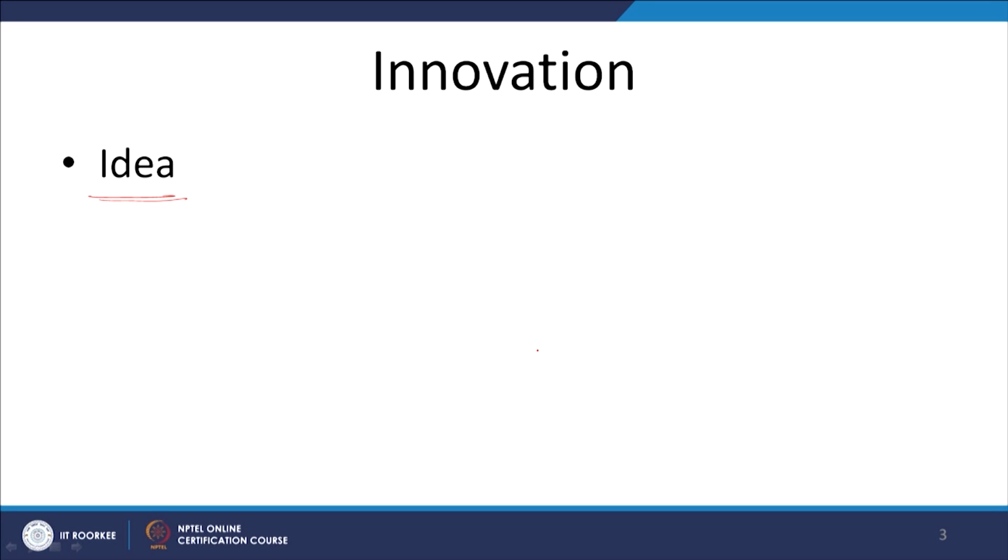How the ideas will come, that we will come to discuss later. The second important I is implementation. You have an idea, and it is not only the idea, but you need to implement that idea also. The idea must be executed, and if you can execute the idea, then it is known as implementation. So, execution is also very, very important.